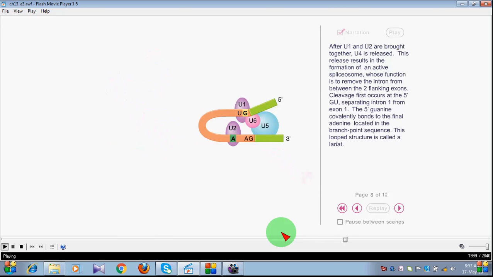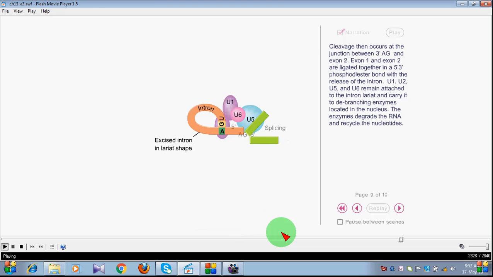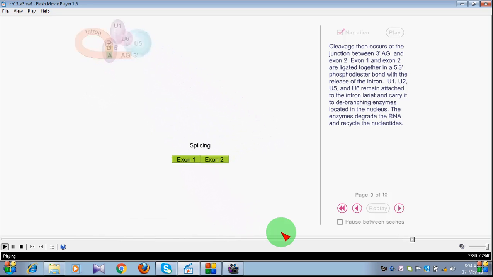This release results in the formation of an active spliceosome, whose function is to remove the intron from between the two flanking exons. Cleavage first occurs at the 5' GU, separating intron 1 from exon 1. The 5' guanine covalently bonds to the final adenine located in the branch point sequence. This looped structure is called a lariat. Cleavage then occurs at the junction between 3' AG and exon 2. Exon 1 and exon 2 are ligated together in a 5' 3' phosphodiester bond with the release of the intron.